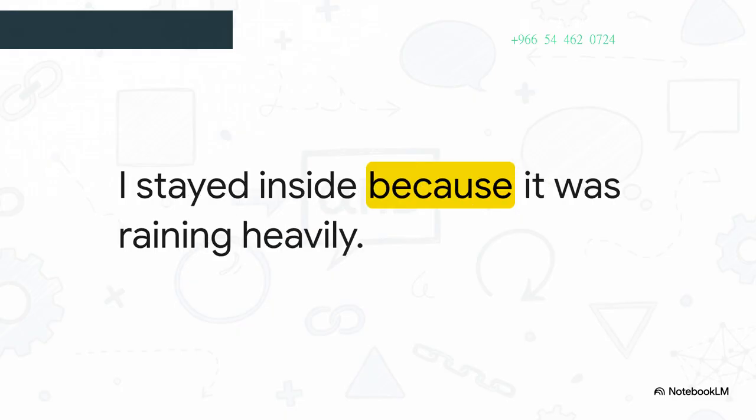Let's move on and see how this builds into our final logic box, reason. Notice how this basically flips our previous example right around. Idea A is now I stayed inside. Now if someone asks you why, you need to provide the reason. Idea B is it was raining heavily. Therefore, we use because to introduce the actual root reason for our action.